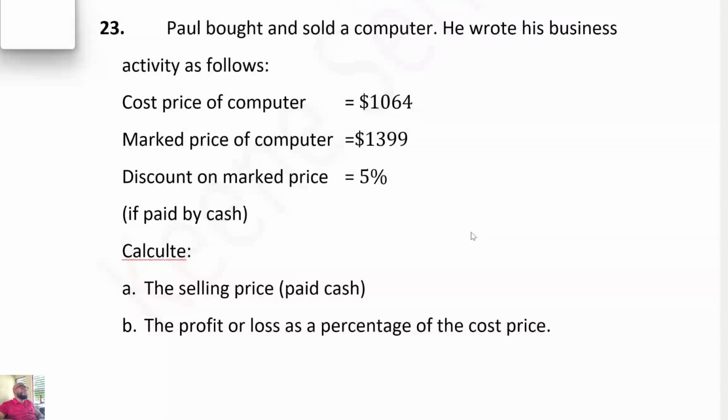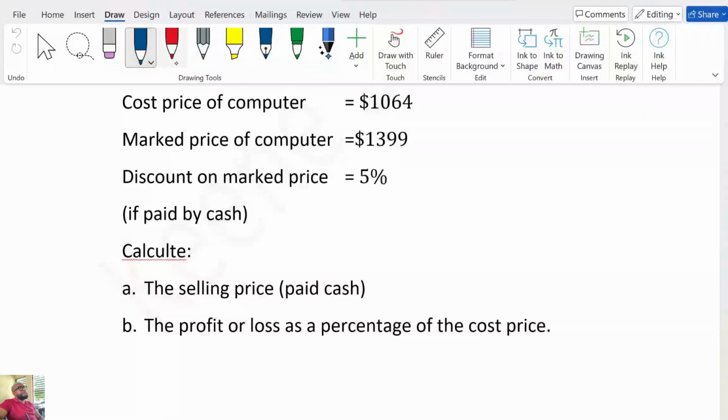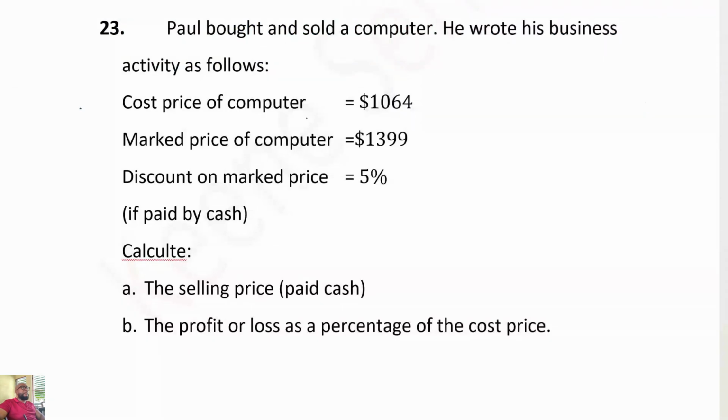Paul bought and sold a computer. He wrote his business activity as follows. What is the cost of the computer, my children? What is the cost of the computer? $1,064. Now, the marked up price of the computer is what he put it to sell for, right? What is the marked up price of the computer? 1,000. Right. So, we don't know what profit he's making yet, because he's also given a discount, right? The discount is 5%. Okay? Calculate the selling price if paid in cash.